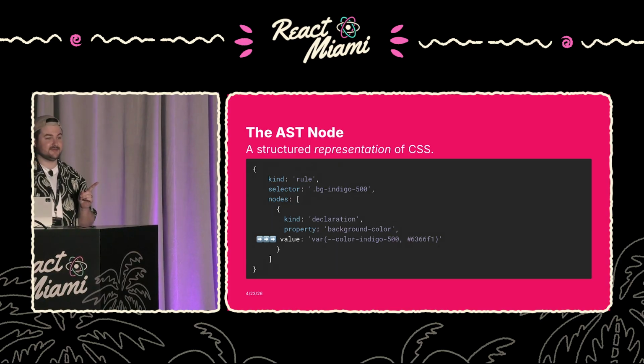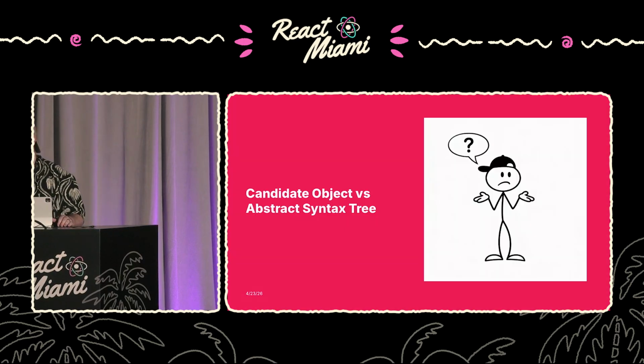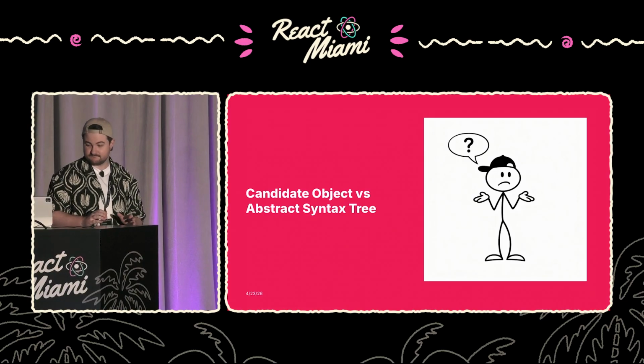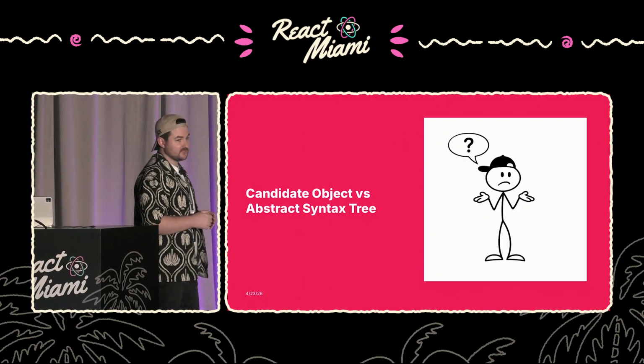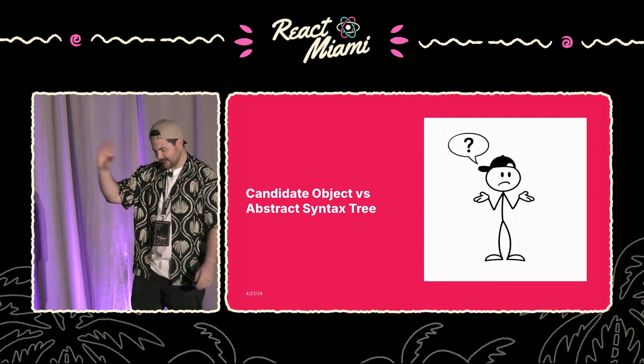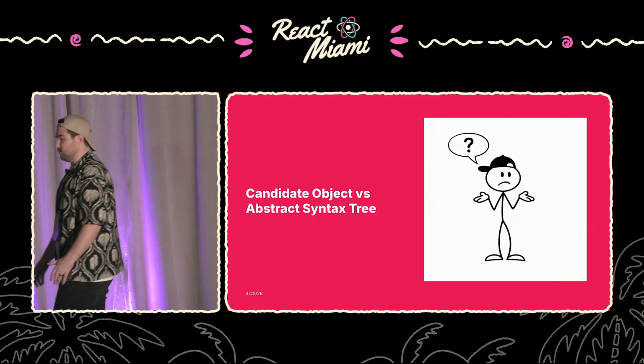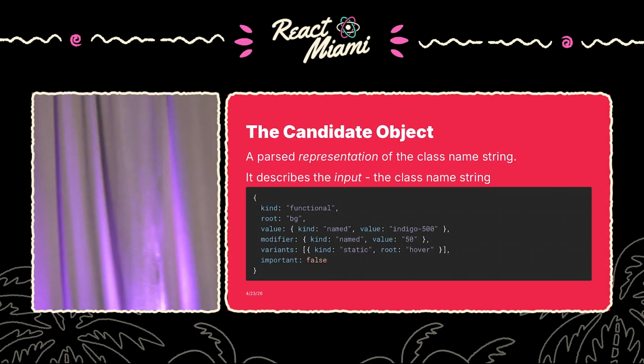Now this object that you see here is called an abstract syntax tree, or an AST node. And this still isn't CSS yet, obviously, right? But it's a structured representation of CSS. And at this point, Mitch is a little confused. And maybe you are too, that's okay, because we've been talking about these candidate objects, and now we're talking about abstract syntax trees, and they're kind of the same, but they're kind of different. So what is the deal?